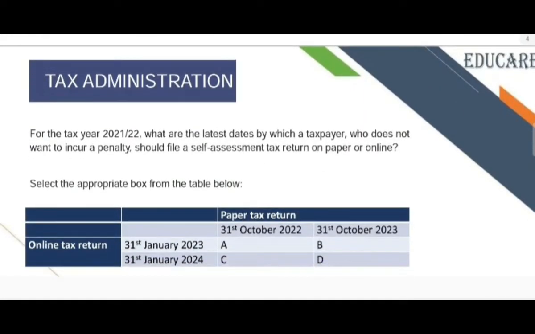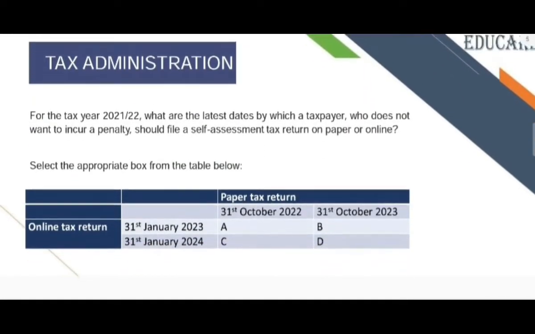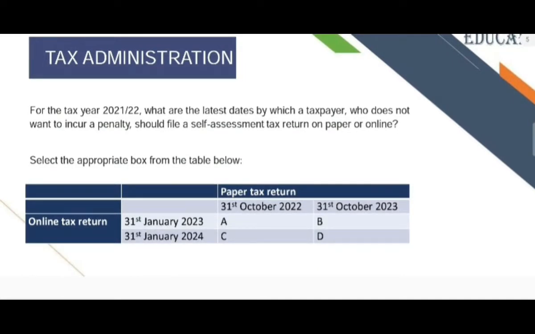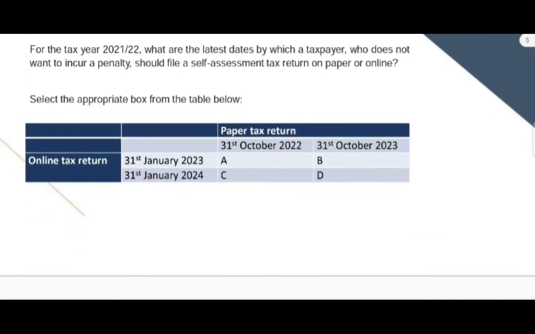The same question can be asked in a different way, like this. For the tax year 21-22, what are the latest dates by which a taxpayer who does not want to incur a penalty should file a self-assessment tax return on paper or online? For a paper return, this is the date of 31st October 22, and for an online return, this is the date of 31st January 23. So it would be option A.